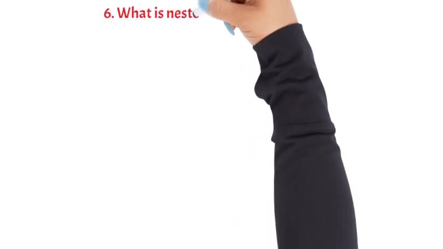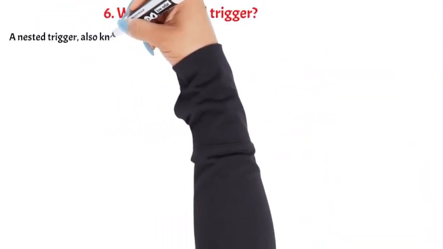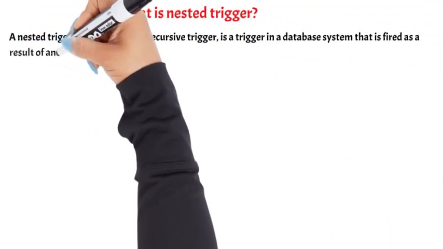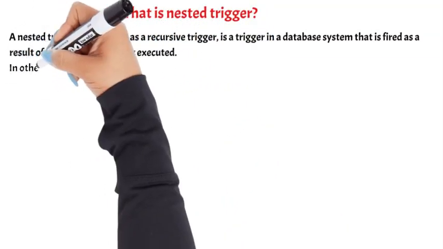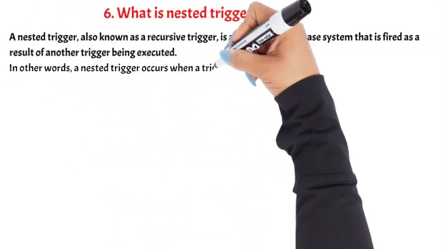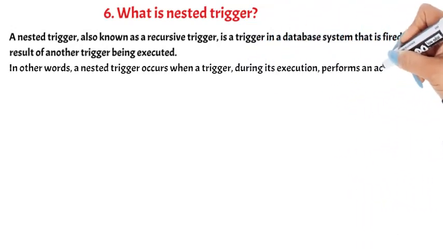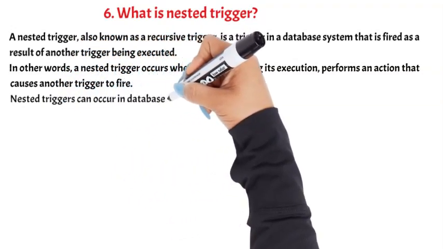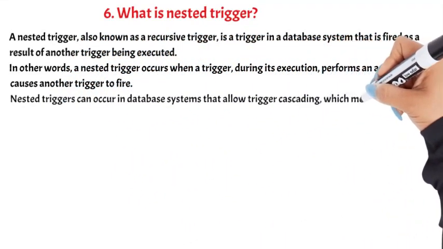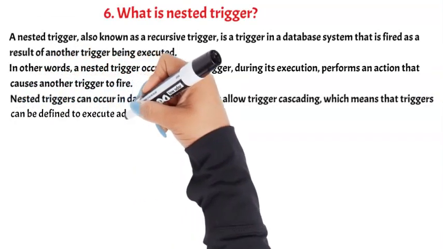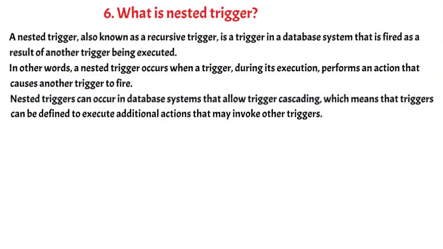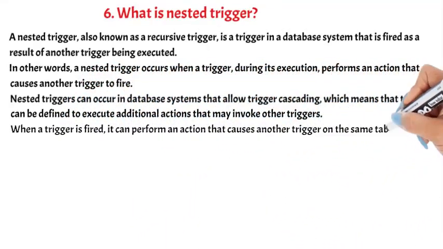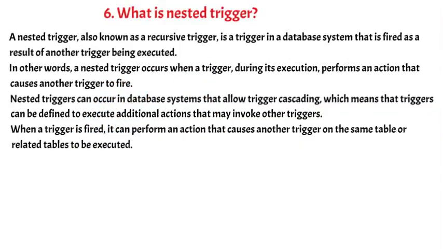6. What is nested trigger? A nested trigger, also known as a recursive trigger, is a trigger in a database system that is fired as a result of another trigger being executed. In other words, a nested trigger occurs when a trigger, during its execution, performs an action that causes another trigger to fire. Nested triggers can occur in database systems that allow trigger cascading, which means that triggers can be defined to execute additional actions that may invoke other triggers. When a trigger is fired, it can perform an action that causes another trigger on the same table or related tables to be executed.